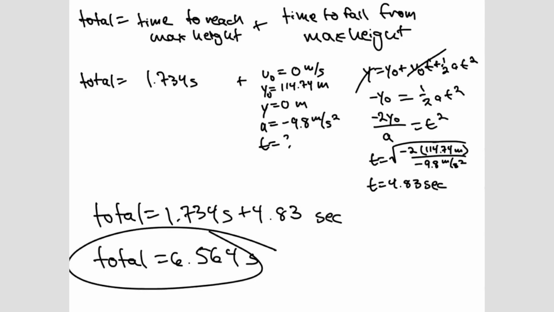Using the reference point of maximum height makes it easier to handle. If it's at maximum height being our initial point, that means our initial velocity is 0 meters per second. Our acceleration is yet again negative 9.8 meters per second squared. The time to fall from maximum height is what we found a little bit ago, 4.83 seconds. We know our initial height, which is the maximum height, is 114.74 meters. Final height is equal to 0 meters.